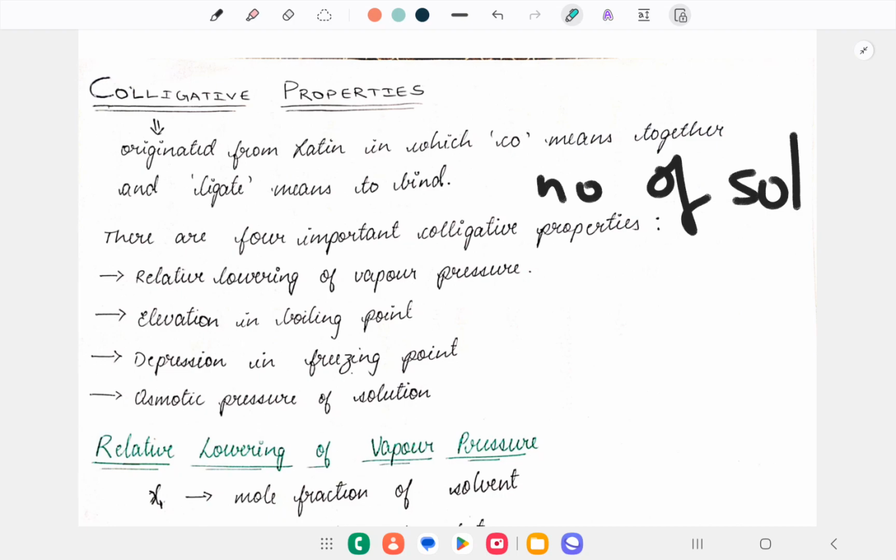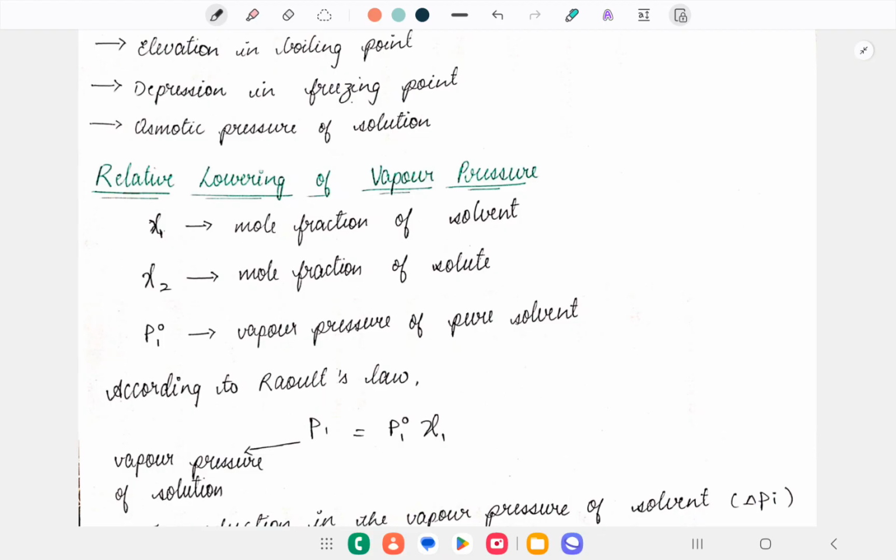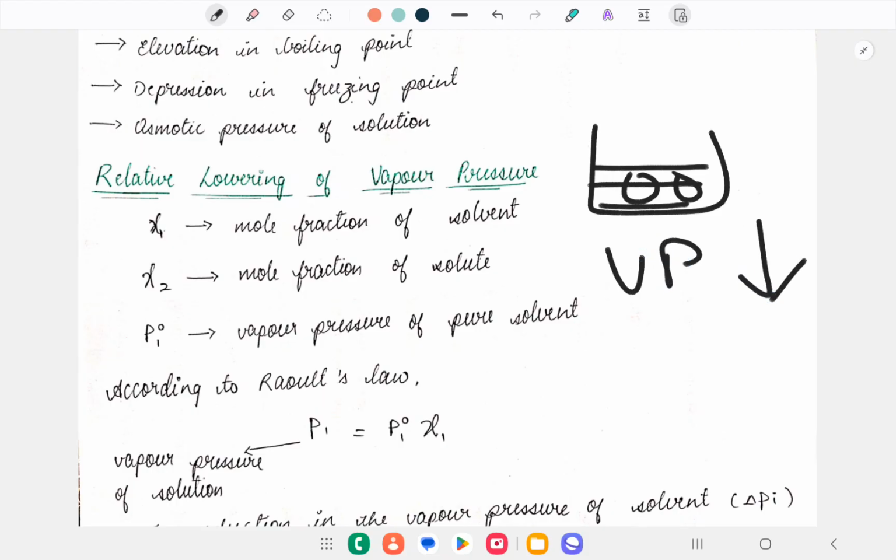The four important colligative properties are relative lowering of vapor pressure, elevation in boiling point, depression in freezing point, and osmotic pressure of a solution. First we will deal with the relative lowering of vapor pressure. We have already studied that by adding a non-volatile solute to a solvent, the vapor pressure will decrease.